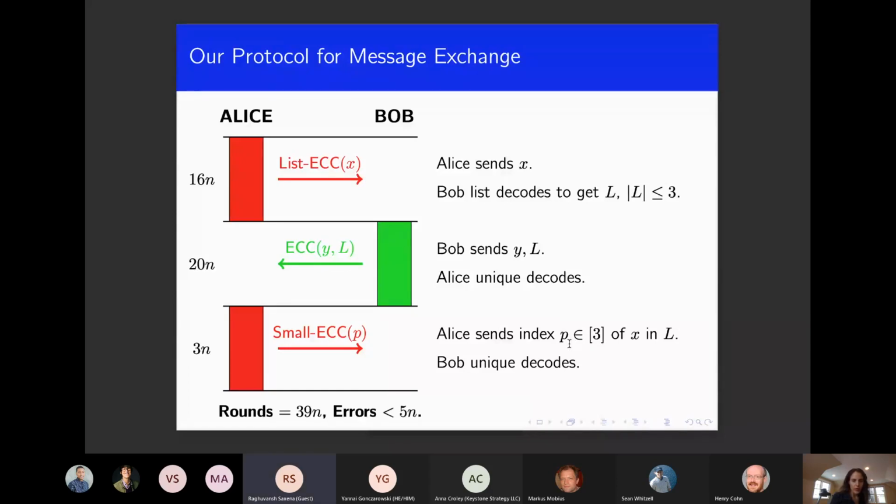But since you asked a question, what do you mean by small error correcting code? You just mean that you can encode one of 3 elements? Is that what you mean? So I'll just answer that in 1 minute.